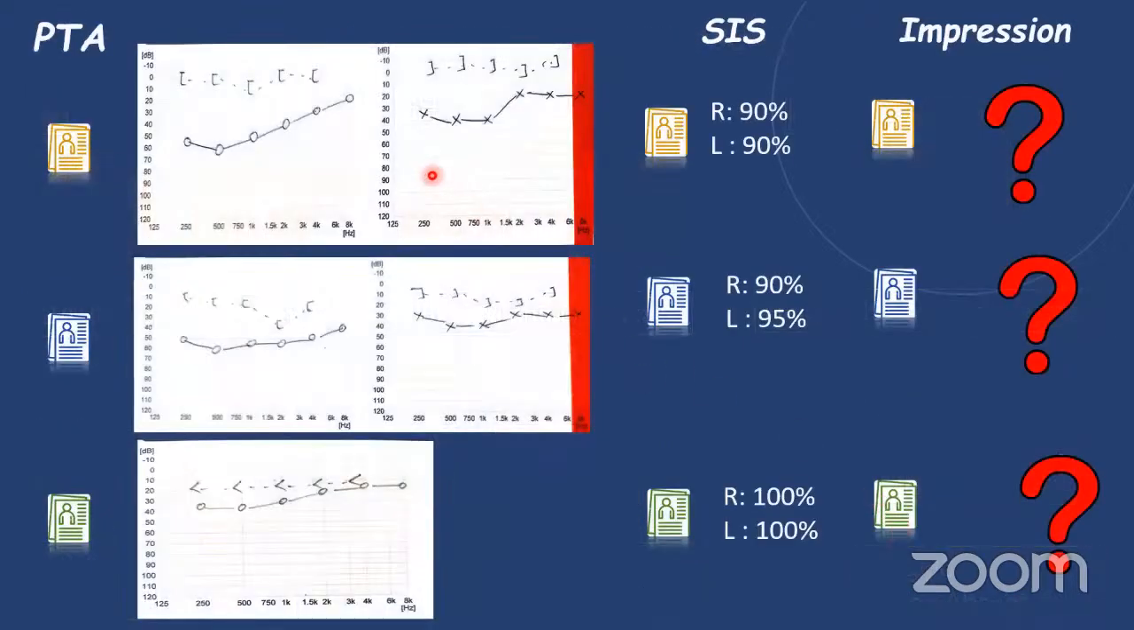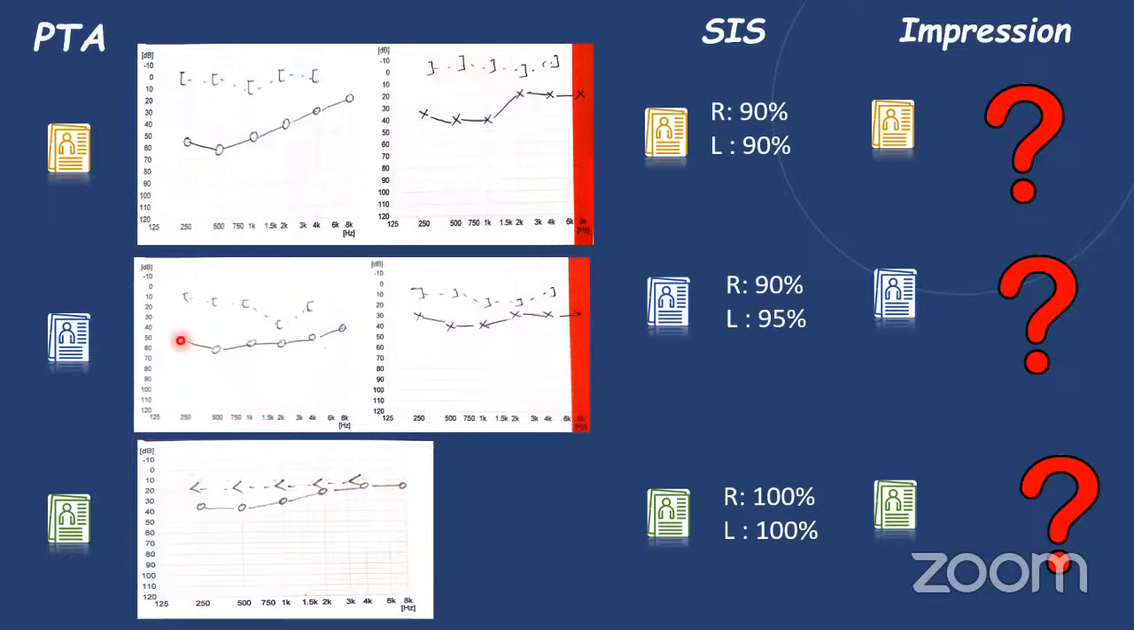Then comes the pure tone audiometry. It was done and it was found that the first case had a rising type pattern in both ears with an ABG predominantly on the lower frequencies, and had a very good bone conduction threshold that was at zero or even better than zero.